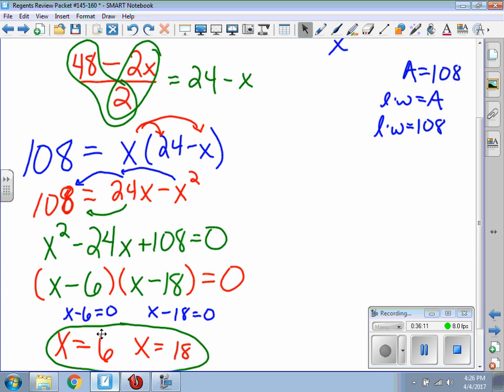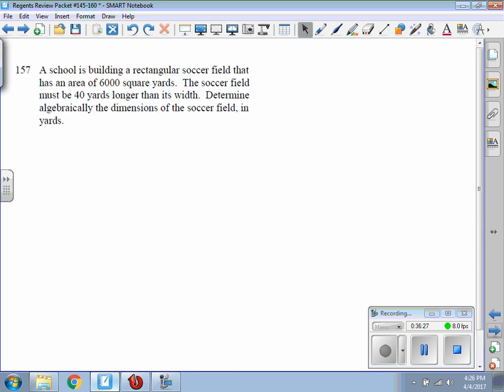Oh, by the way, the last couple were all 4-pointers. So 155 and 156 is a 4-point question. 157 is also going to be a 4-point question. 157, you can do this right below it.